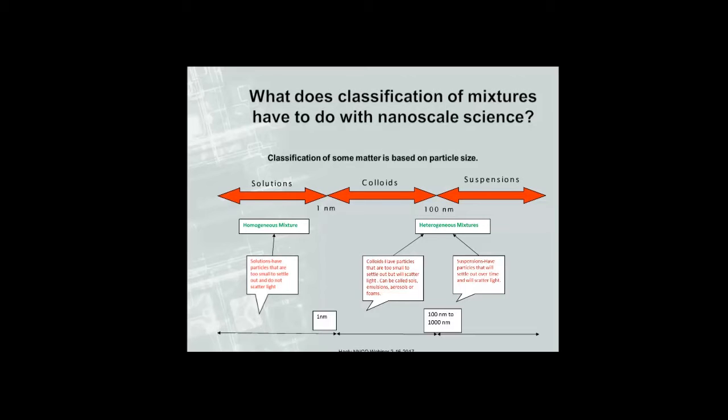With this lesson, we also create 4 or 5 vials of liquids that show solutions, colloids, and suspensions, and we take a laser light and show them which ones will scatter light and which ones don't.